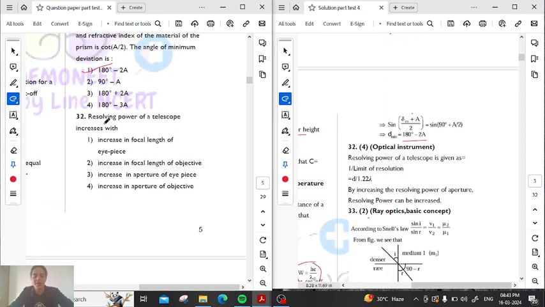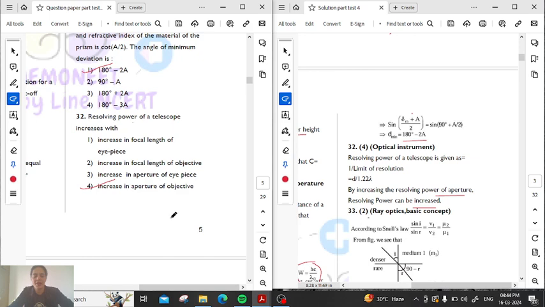Now let's move to the next question, 32nd question. Resolving power of a telescope increases with what? So resolving power of telescope. First, what is it given as? It is given as 1 by limit of resolution. That means D by 1.22 lambda. So if we are increasing the aperture, resolving power is also increased. So accordingly, you can see for this increase in aperture of the objective, this will be a correct answer, because if we are increasing this aperture, the resolving power also increases. So if we need some telescope, we need to increase the resolving power. We need something in which the aperture of the objective should be increased.